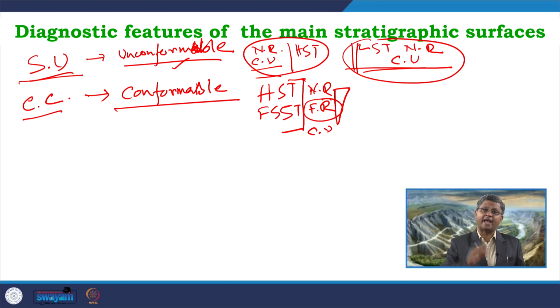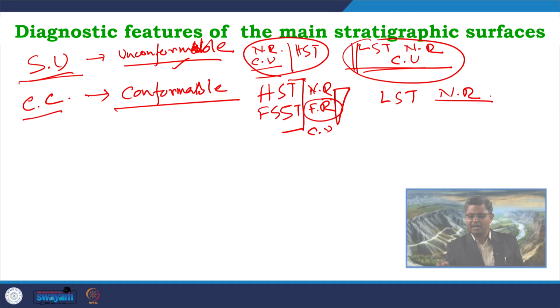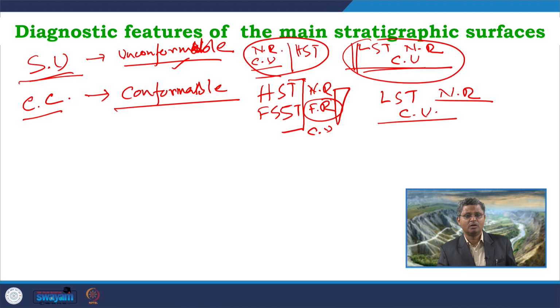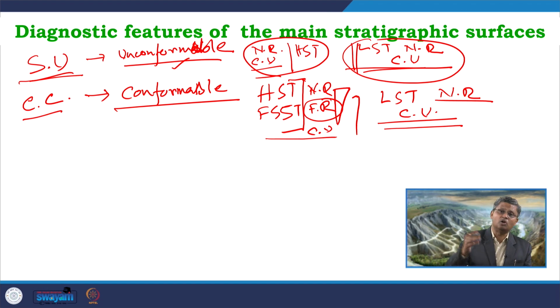Above the correlative conformity, what we expect? LST, the low stand systems tract, and this is a normal regressive package, and it will be associated with again a coarsening upward succession, coarsening upward depositional trend. So, correlative conformity is not associated with much change in terms of depositional pattern or depositional trend, and that is why it is very difficult to identify. There will be minor change in terms of the depositional condition, depositional environment and the resultant phases. So, there will be minor change in terms of the phases pattern, but not much change in terms of the overall depositional trend.